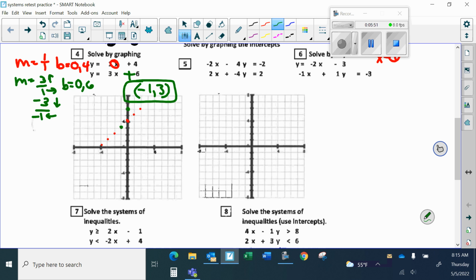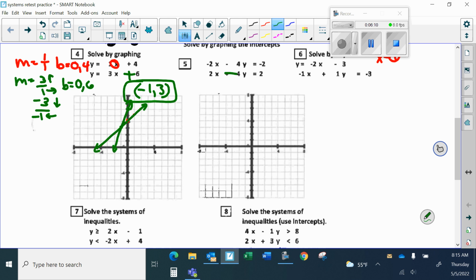If you want to go ahead and draw the lines for them, that's fine. And put arrows at the ends. You don't have to, but it should intersect right there at negative 1, 3. Okay, number 5. Okay, put that as a minus.